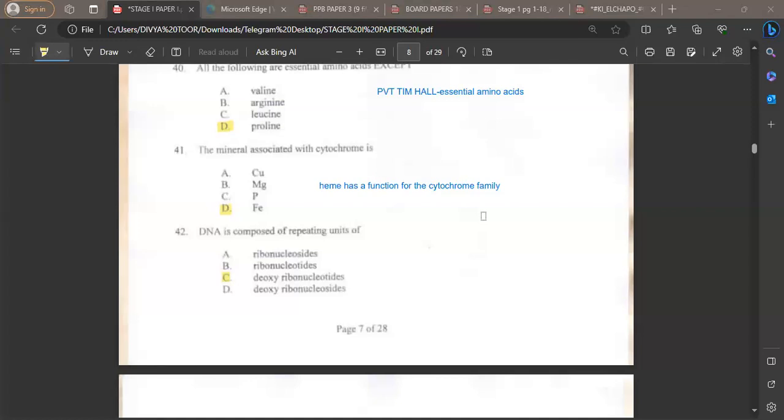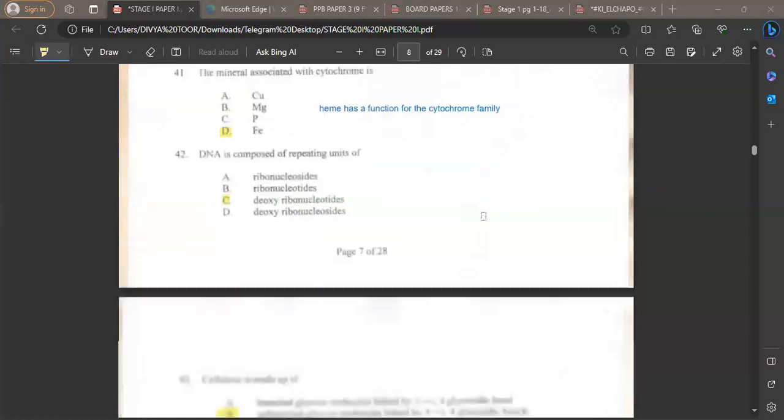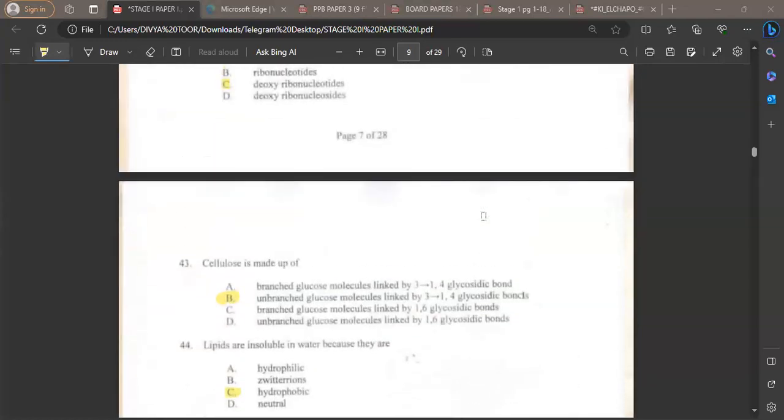Okay, so DNA is composed of repeating units of ribonucleosides, ribonucleotides, deoxyribonucleotides, and deoxyribonucleosides. I think C is the answer.